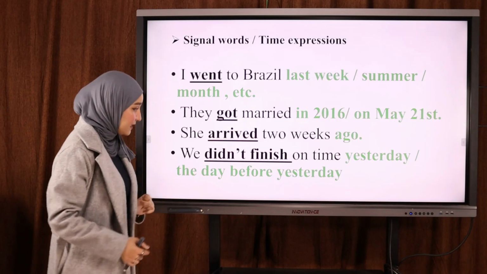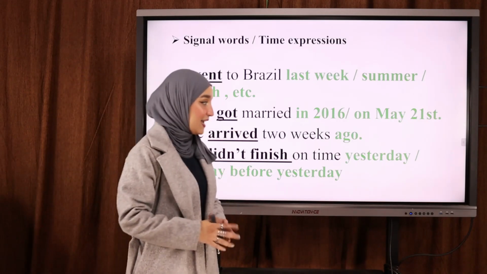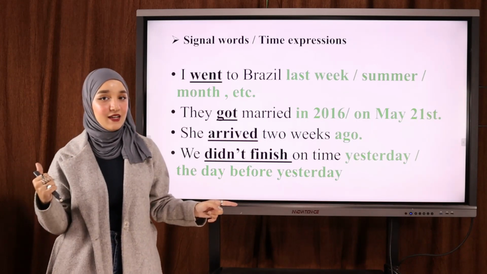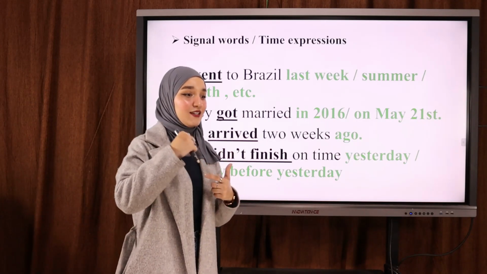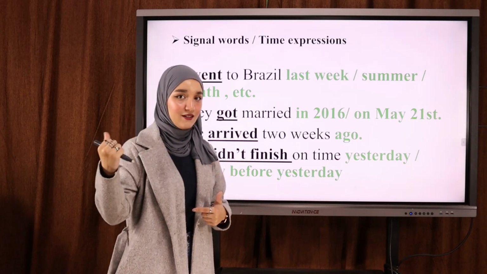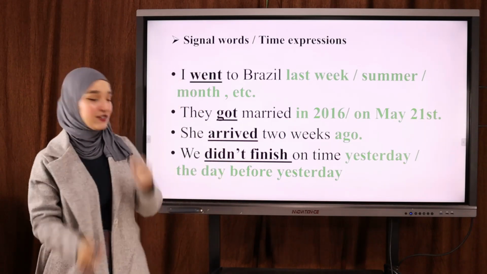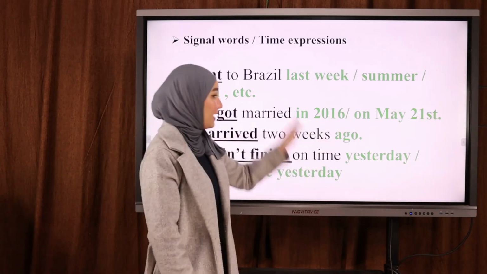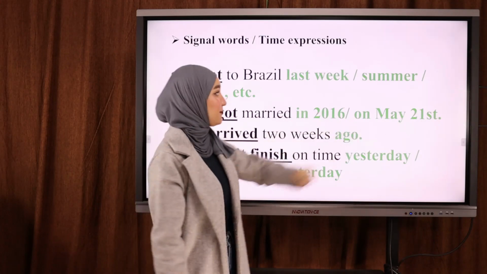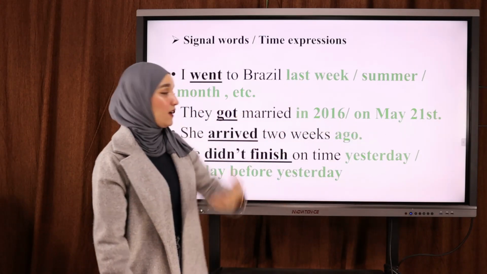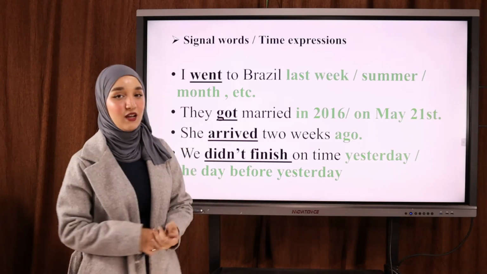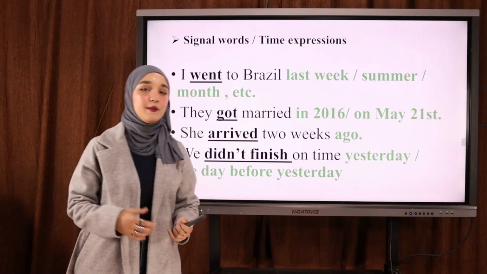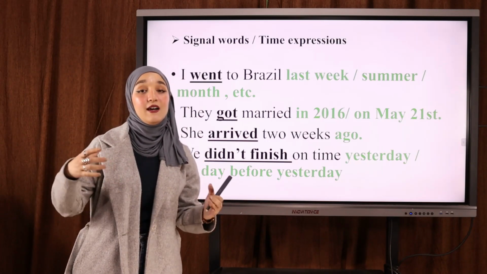Okay? The last example, we didn't finish on time yesterday. Yesterday, البارحة. Or the day before yesterday. A day before. اليوم الذي يأتي قبل البارحة. Yeah. The day before yesterday. يوم من قبل. So, yesterday, the day before, ago, in plus year, on plus date مع تاريخ, last with last week, last summer, last month, last July. So these are signal words, time expressions, كلمات يمكنكم من خلالها أن تتعرفوا على زمن الماضي.